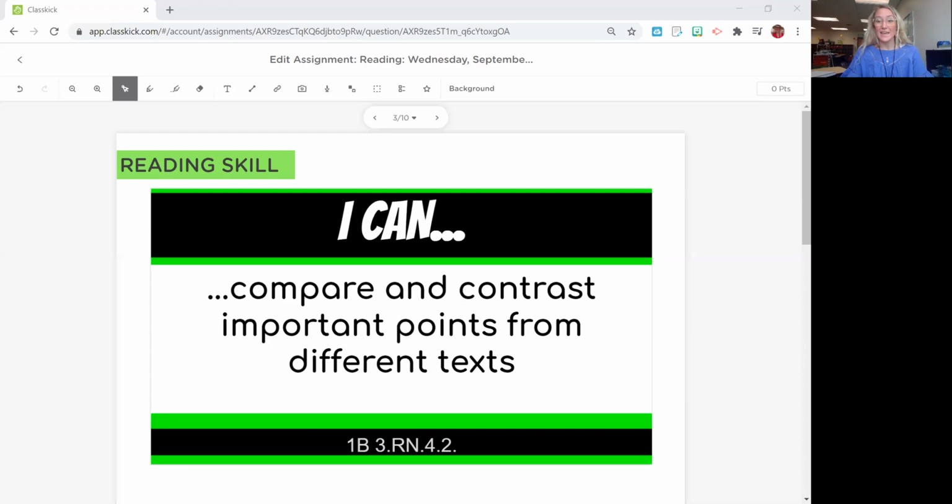This week, we are going to be studying comparing and contrasting important points. By the end of this week, you will be able to compare and contrast important points from different texts, but on the same subject.